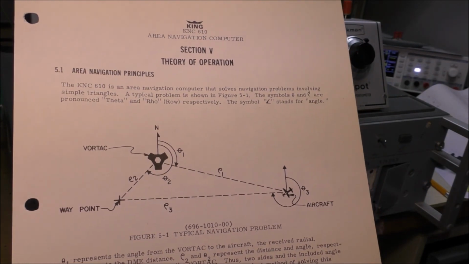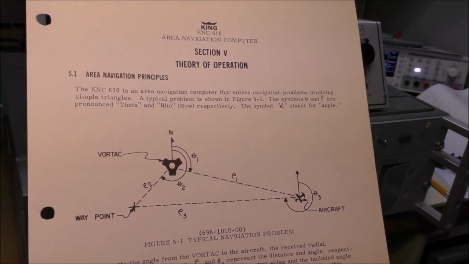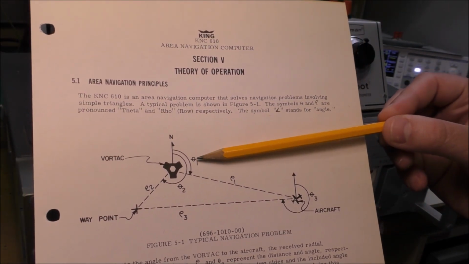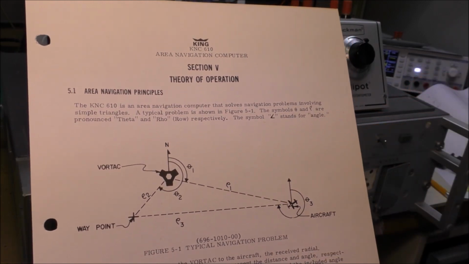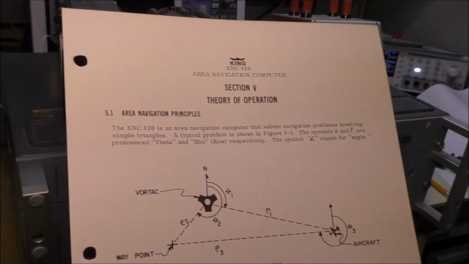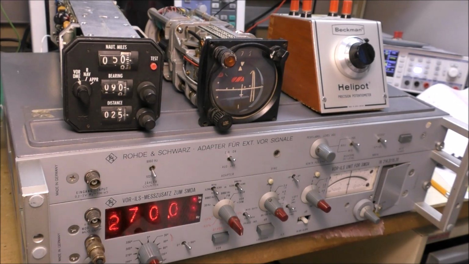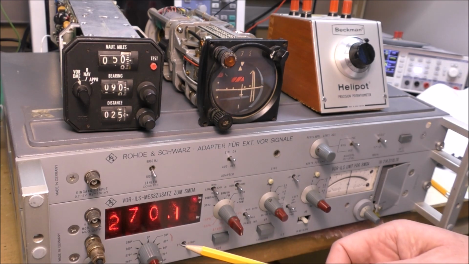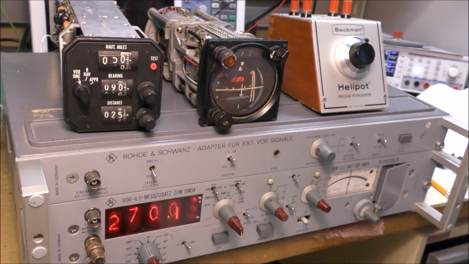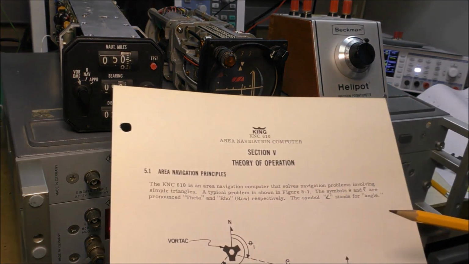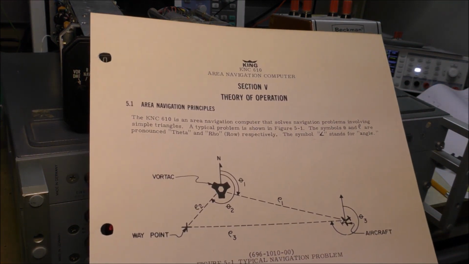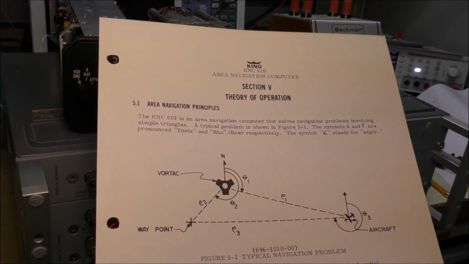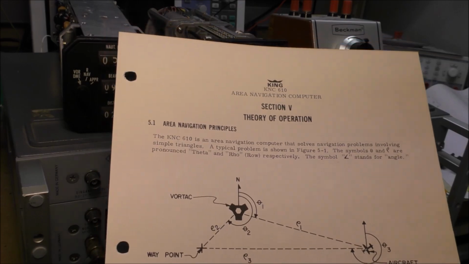The second thing received by the aircraft is the radial here, theta 1. This is given by the VOR station. On this setup, this is simulated by this Rohde-Schwarz VOR generator. The signal at the output is a composite signal. This is called in the documentation either video signal or audio signal, but actually it is a composite signal.